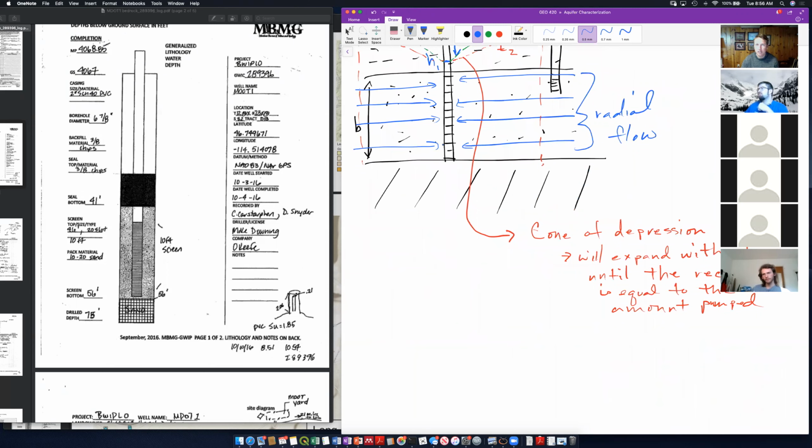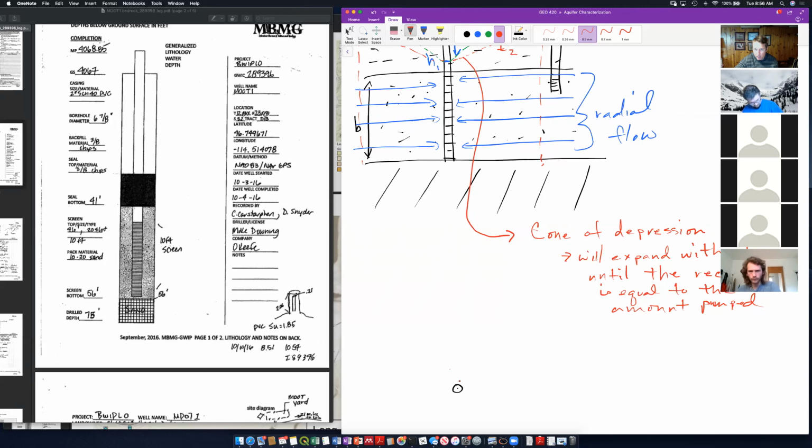All right, let's look at it in cross section. So this is cross section. Now let's look in map view at what this radial flow looks like. So here's my well, and I'm pumping out of my well. I'm going to draw now some head contours, and let's say this is at time 2. So I'm going to draw some head contours here.